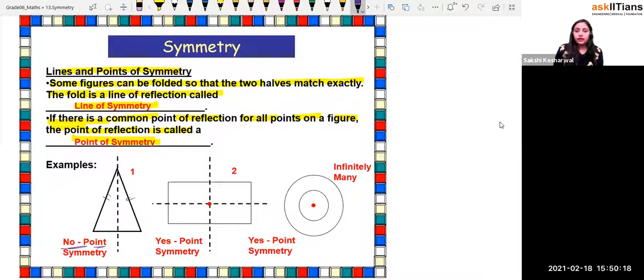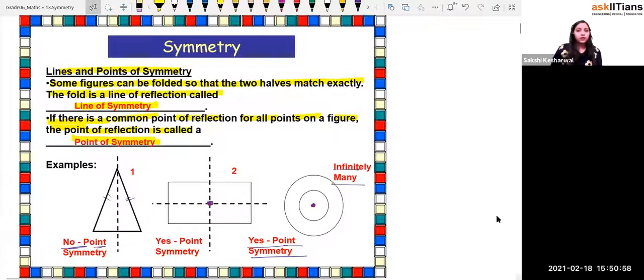Over here, if you take a rectangle, it has two lines of symmetry, vertical and horizontal. So the point of intersection is known as the point of symmetry, right? In short, the point of intersection of all the lines of symmetry is known as the point of symmetry. Now, how many lines of symmetry does a circle have? Infinite lines of symmetry. They all intersect at the center. So this point is known as the point of symmetry, right?